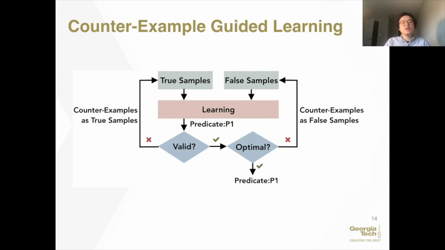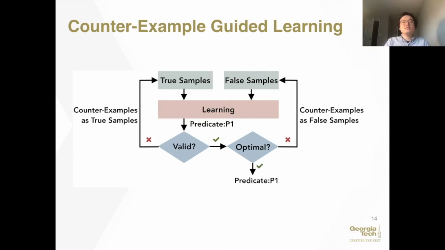If the candidate predicate P1 is valid, we then try to verify if the predicate is optimal. If the predicate is not optimal, we can also find a counterexample as a false example, which means a tuple that should be rejected by the optimal valid synthesized predicate but is currently being accepted by the predicate P1. In this case, we add this counterexample into the false training samples and start the next learning iteration. And if we successfully verify that the current candidate predicate P1 is valid and optimal, then we just output this predicate.